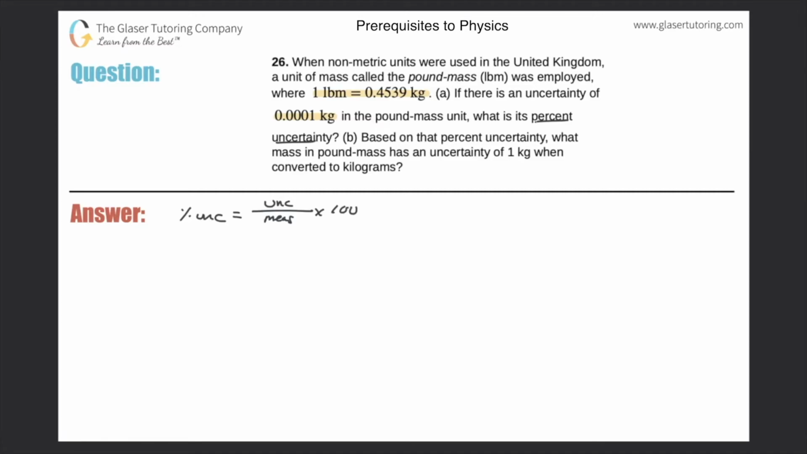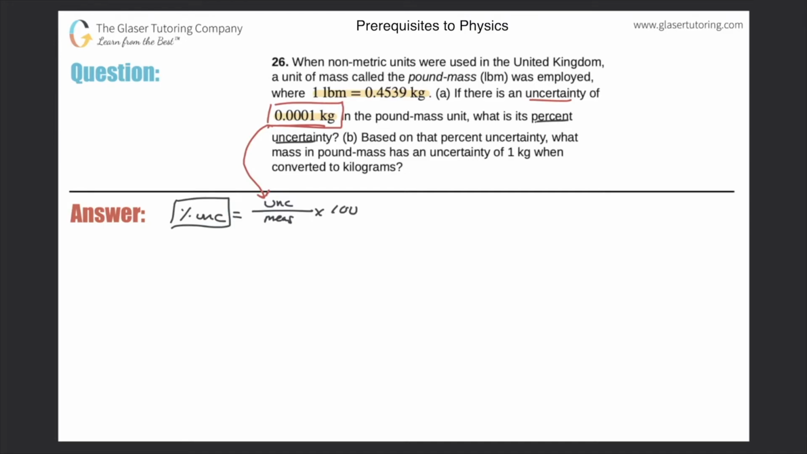Okay, so we're looking to find the percent uncertainty. In order to find this, we need to know these two variables. We need to know the uncertainty associated with the measurement and the measurement itself. So do we know those two things? Well, yeah, I think so, right? It says if there is an uncertainty of this many kilograms. So that value does tell us the uncertainty. Okay, so we have one of the two items we need.